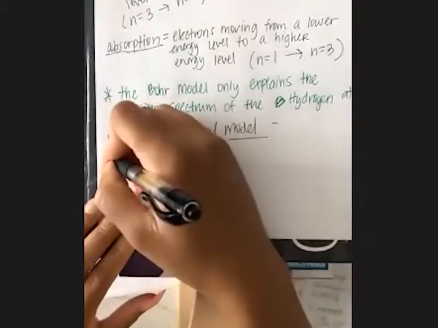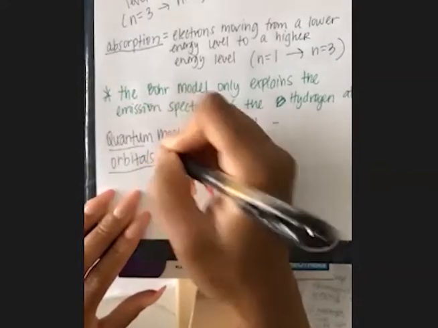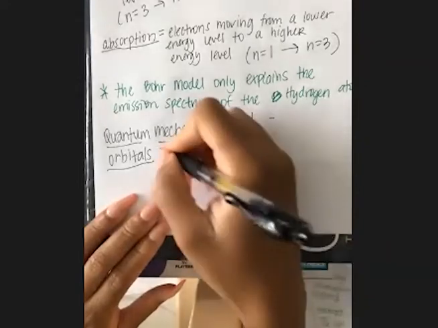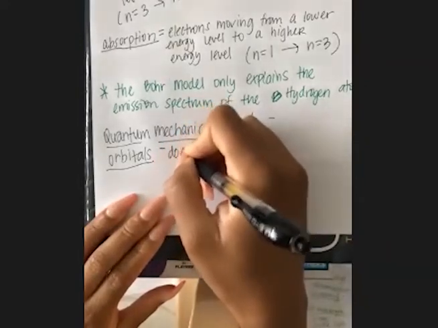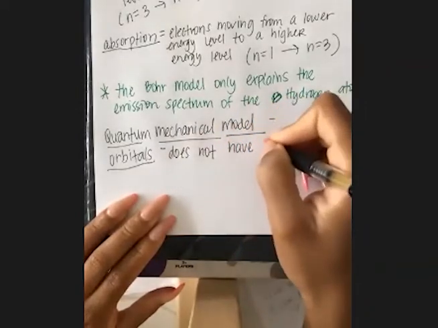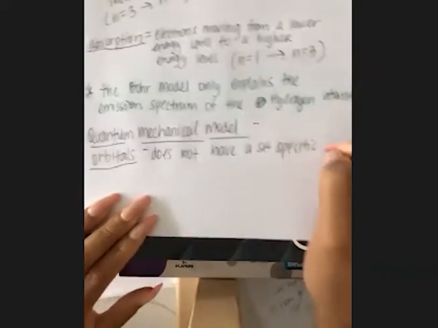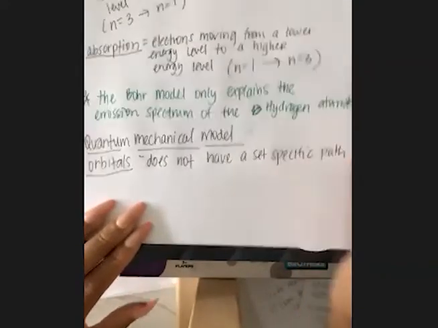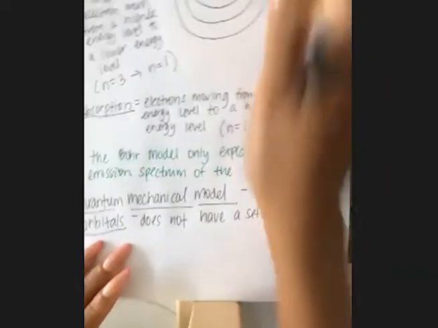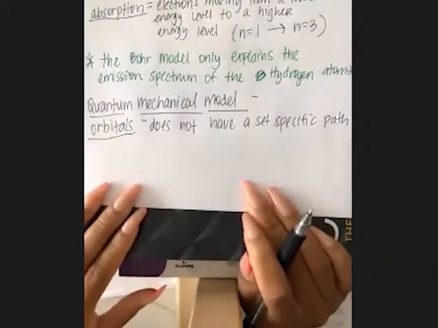basically describes orbitals. These orbitals do not have a set specific path. Meaning they're not like these orbits that are just a set orbit that I drew out here. They're really detailed and really quite complicated.